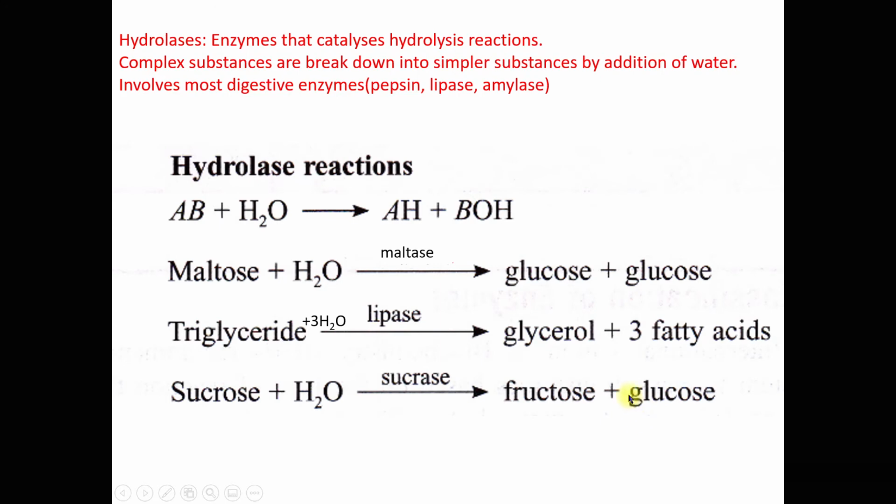Now, hydrolase, these are enzymes that catalyze the hydrolysis reaction. So in hydrolysis reaction, what happens? Complex substances are broken down into simpler substances by addition of water. Always remember that, by addition of water. And hydrolases mostly are digestive enzymes such as pepsin, lipase, amylase, rennin, trypsin. So these are examples of enzymes that are grouped in the hydrolase.